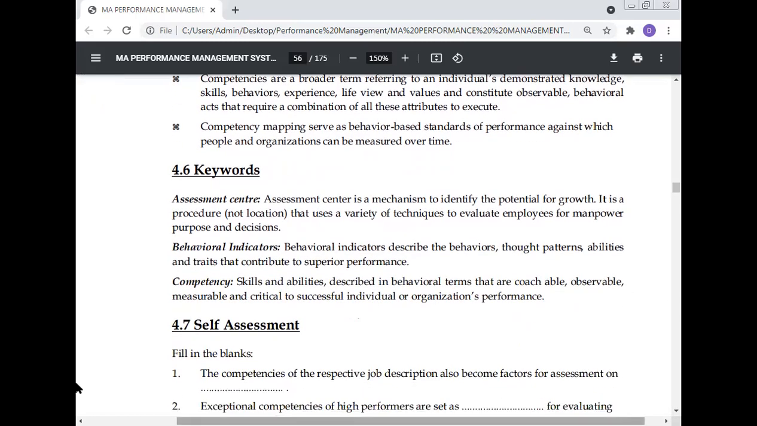Keyword: assessment center. Assessment center is a mechanism to identify the potential for growth. It is a procedure, not a location, that uses a variety of techniques to evaluate employees for manpower purposes and decisions. Behavior indicators describe the behaviors, thought patterns, abilities, and traits that contribute to superior performance. Competency, skill, and ability are described in behavioral terms that are coachable, observable, measurable, and critical to the successful individual for the organization's performance.